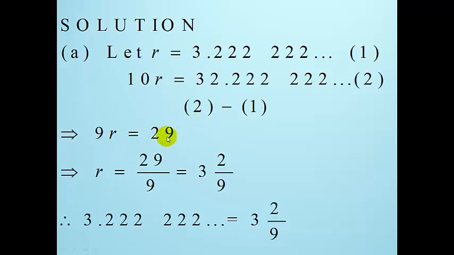Now if 9r is equal to 29 and we are solving for r, we have to divide both sides by 9. So dividing 9r by 9, we are left with r. And when we divide the right hand side by 9, that is 29 divided by 9. So r is equal to 29 divided by 9, and this is equal to 3 whole number 2 over 9 in mixed fraction. Therefore, 3.222222 is equal to 3 whole number 2 over 9. So that is how we convert recurring decimals to fractions.